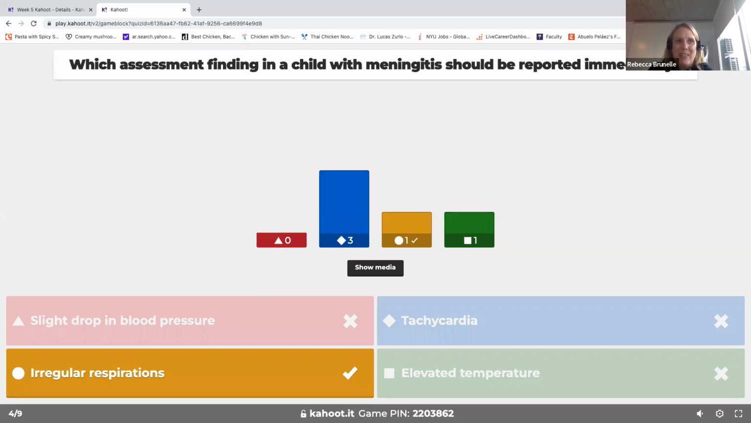So this is the one. Of all the things on here, with the blood pressure drop, normally your pressure would go up with increased ICP. Tachycardia, your heart rate goes down. Elevated temperature is not associated with ICP. So irregular respirations is that warning sign. If you're paying attention to your patient's vital signs, you're going to intervene early if you see this, because that is an indication that they're getting worse.